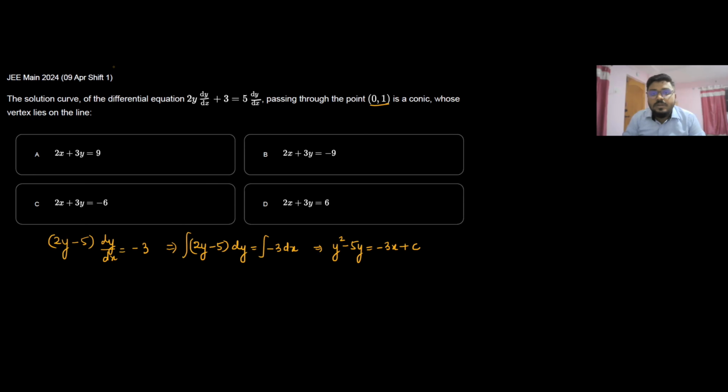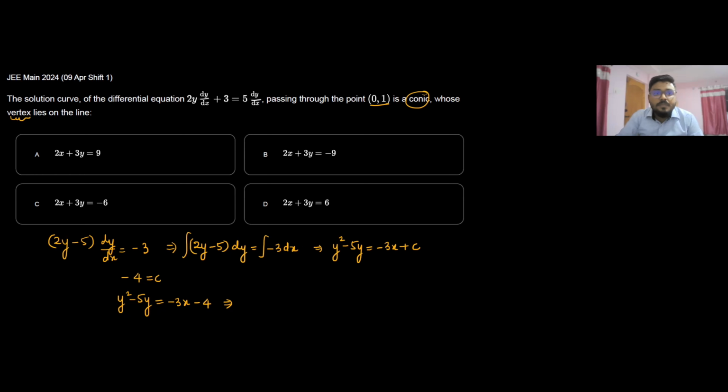The curve passes through the point (0, 1). So x is 0 and y is 1. So minus 4 is equal to c. That means the curve is y square minus 5y equal to minus 3x minus 4. Now they are saying this is a conic whose vertex. So first of all, it seems like it's a parabola. So let's do the completing square on the left hand side.